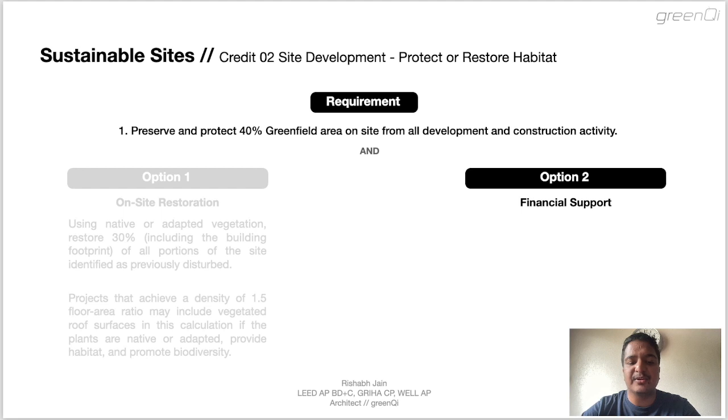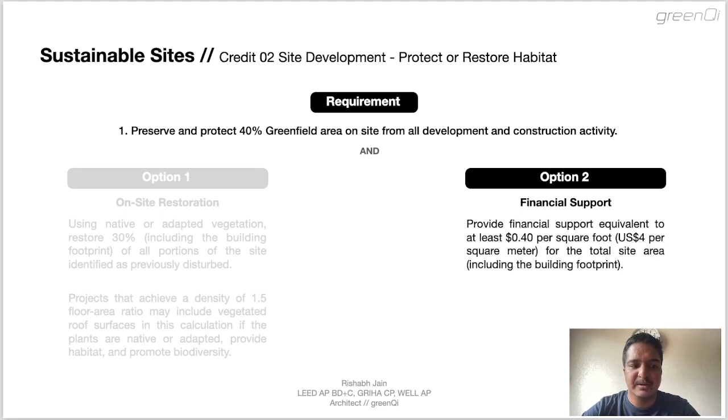Moving on to the second option for the credit, which is the financial support. Provide financial support equivalent to at least $0.40 per square foot for the total site area.